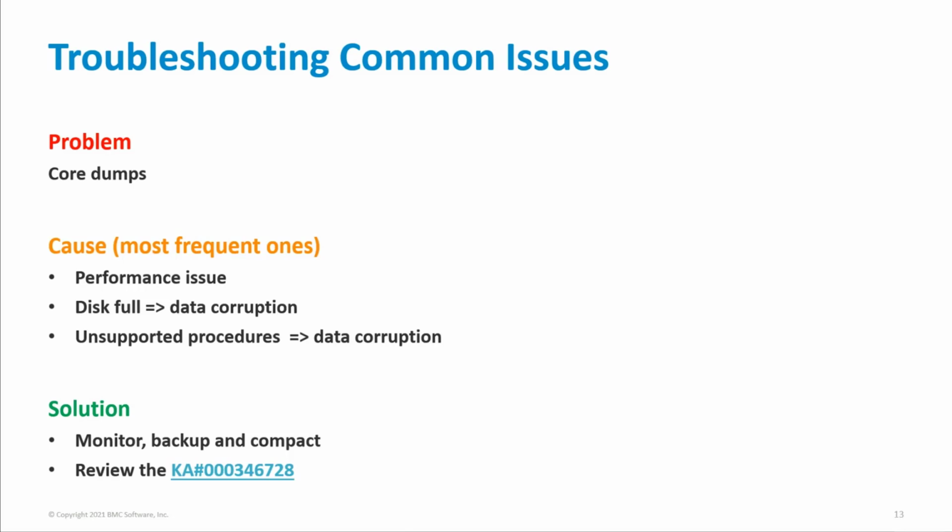The best way to prevent this kind of core dump from happening is, again, to monitor, backup, and compact. Of course, we can add to this to make sure that you only execute supported procedures, procedures that you will find in the documentation and nothing else. We can also recommend to execute them carefully to make sure that there's no user error.